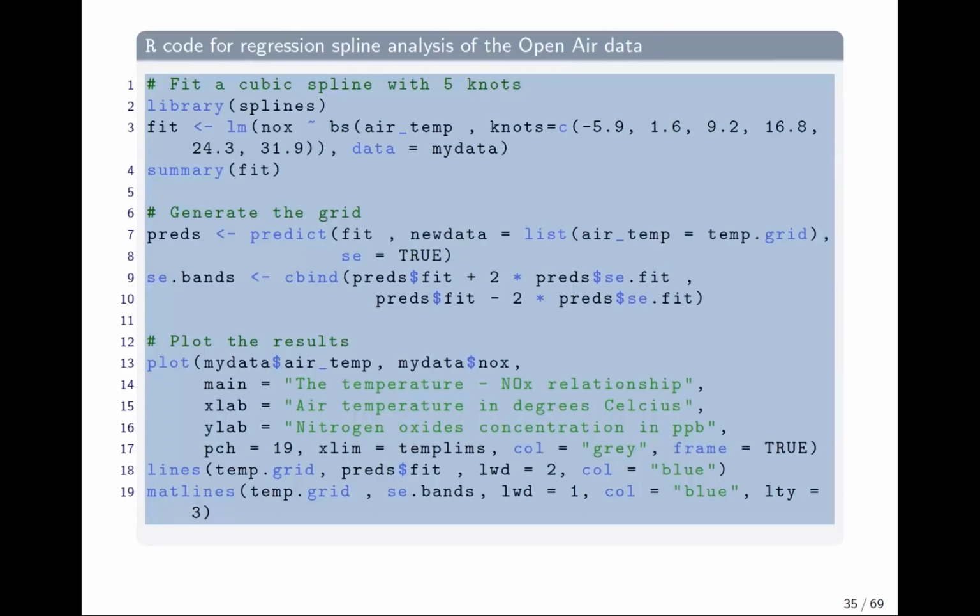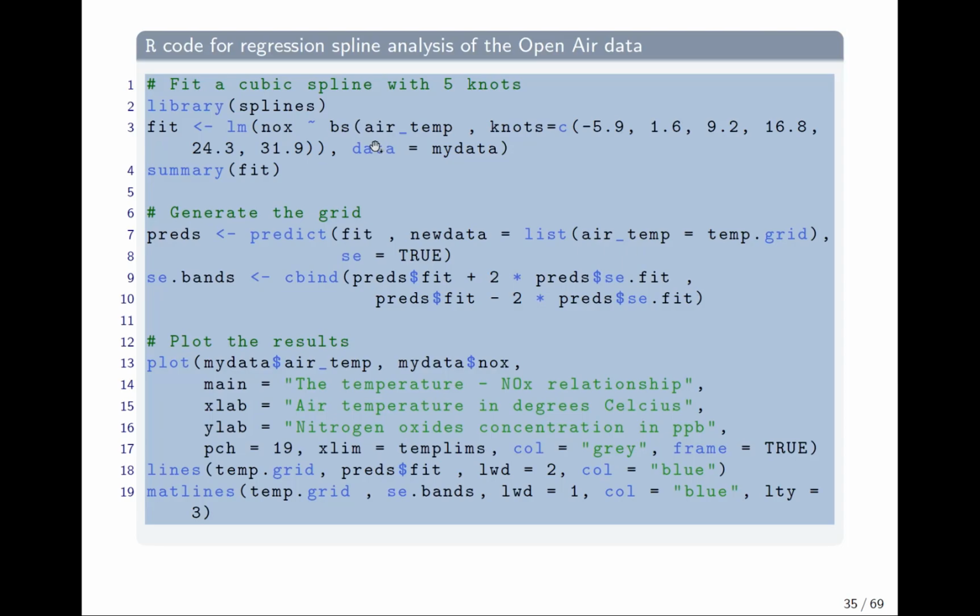Okay, so let's look at regression splines in practice. We're going to fit a cubic spline with 5 knots, and to do that we load the library called splines in R. This is going to fit a regression spline for us, and we fit a linear model. NOx is our dependent variable and air temperature is an independent variable, and we specify here a basis function for air temperature with a pre-specified number of knots. So we've defined the knots here. The default degree of the spline in this model is cubic, but we can change that by specifying some other degree if we wanted to.